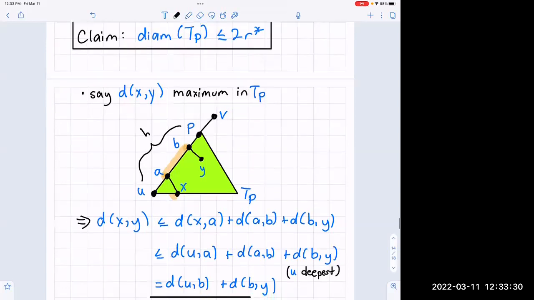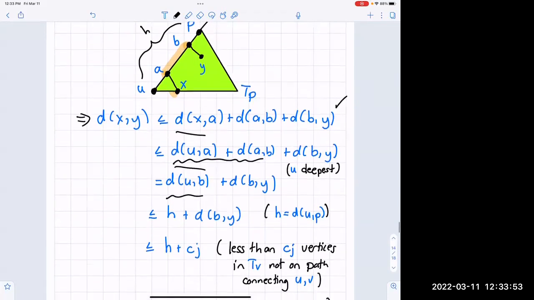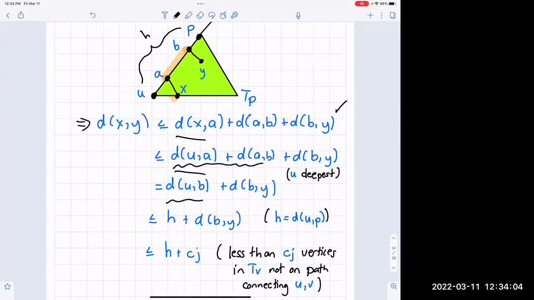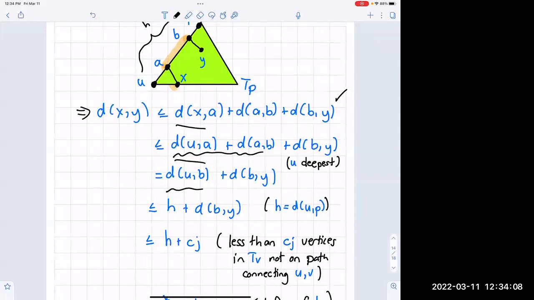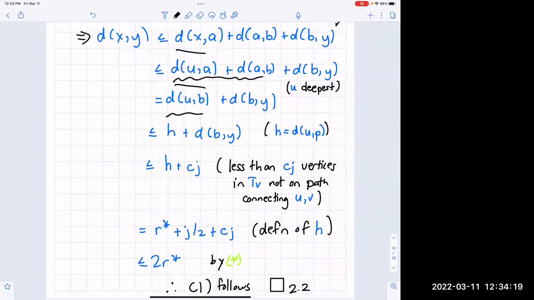So you get this inequality by the triangle inequality. U is the deepest node, so I can replace this by DUA. No problem there. And you're on a path in a tree, so DUA plus distance AB is the distance from U to B. So I can replace these two terms by this. Actually I have equality. Now H, remember, is the distance from U to P, so DUB is at most H. No big deal there. And this is where we use the fact I mentioned about Cj: there are less than Cj vertices in TV not on the path, so DBY is at most Cj. The definition of H is just R star plus J over 2. And then we invoke our star and we get that this term is at most 2R star.